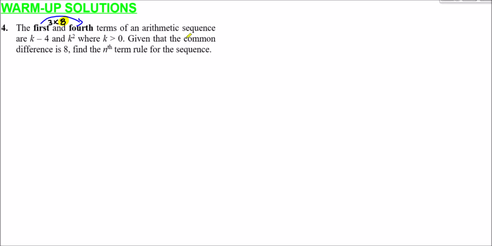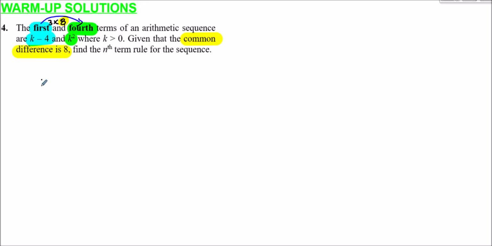So in other words, what we're saying is the difference between the fourth term, which is k squared, and the first term, which is k minus 4, is going to be 24. 3 times 8 is 24. So we can write this down.